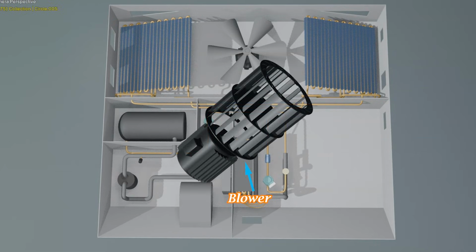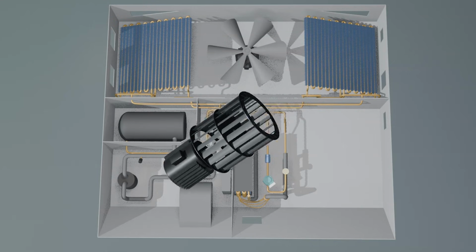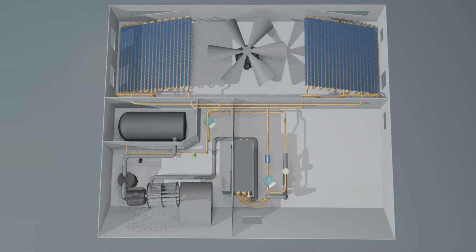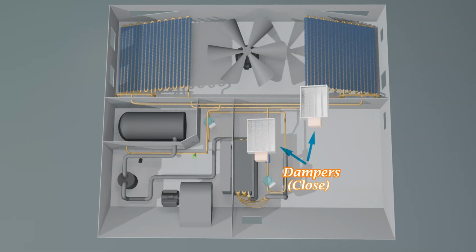A blower is used for supplying the conditioned or unconditioned ventilation air. Dampers are used for opening and closing the fresh air and return air ports as per requirement.